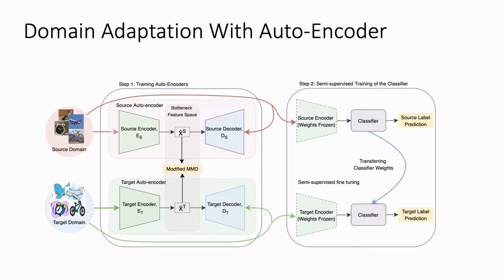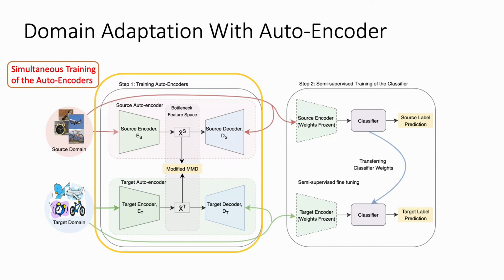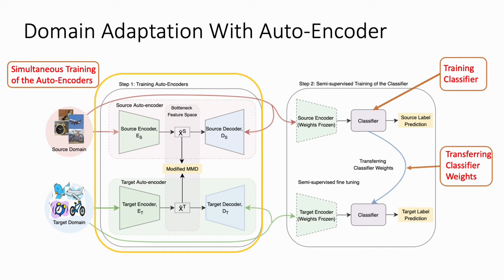And let's see how the domain adaptation with autoencoder framework works. First, we use simultaneous training of autoencoders with a source and target autoencoder. Second, we take the trained source encoder and attach the classifier layer, and we train the classifier with a frozen source encoder. Then we transfer the classifier to the target domain, and we do semi-supervised fine-tuning in the target domain, so we can achieve domain adaptation in the target domain.